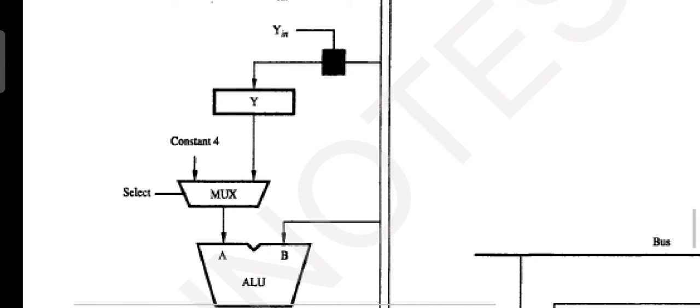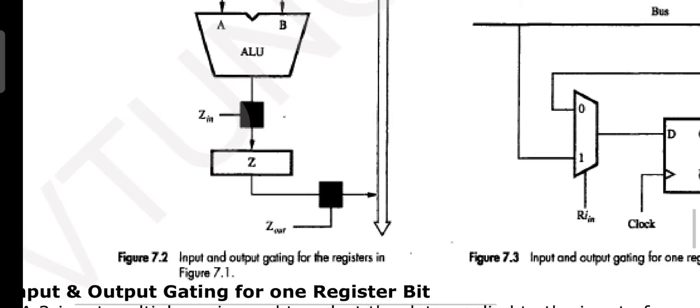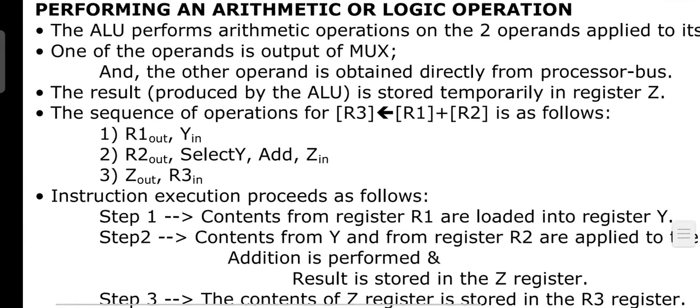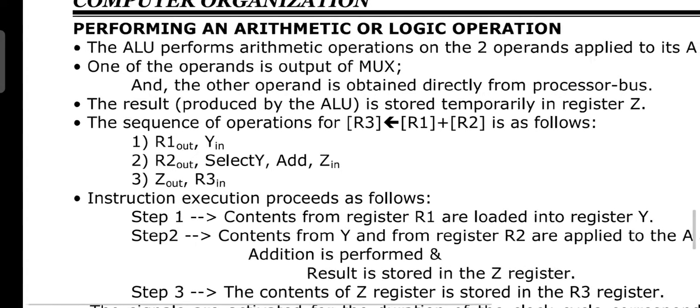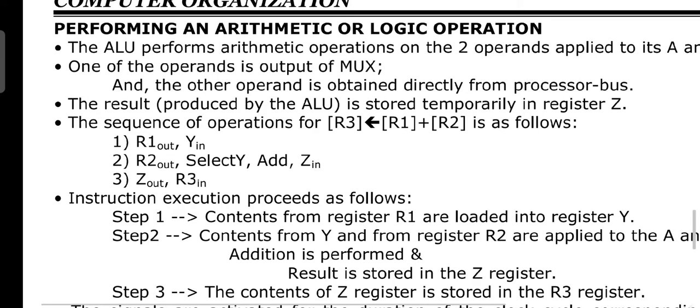Actually, internal processor bus in the sense it takes the input from another register, where the register places the data onto the internal processor bus. Right? A and B are the inputs. That is what they are telling. And the other operand is obtained directly from the processor bus. One is from the multiplexer, other one is from the processor bus.